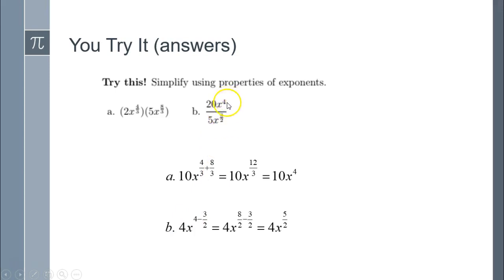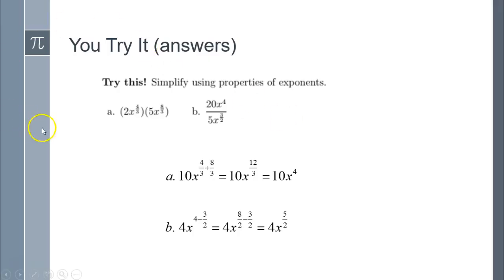And then I have x to a power, so I subtract the exponents. 4 minus 3 halves is 8 halves minus 3 halves, which is 5 halves. So I get 4x to the 5 halves. Hopefully if you didn't get that, you understand where it came from now, or hopefully you got it first try.